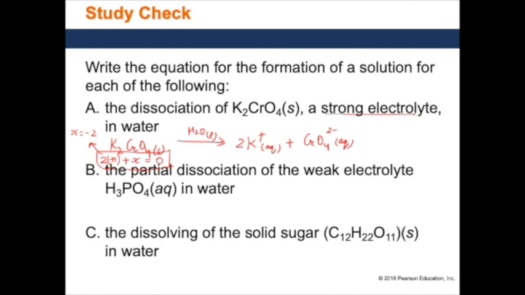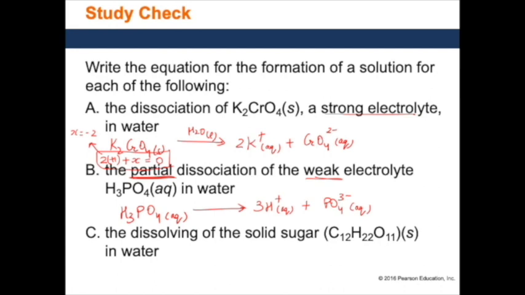Okay, moving to part B, which is the partial dissociation of a weak electrolyte, H3PO4, in water. The question is already telling you it does not completely dissociate, it partially dissociates, and it's a weak electrolyte. So we will start with our compound, which is H3PO4. In water, it is going to give us hydrogen ions, which would be 3 hydrogen ions, because we have 3 of those, and 1 phosphate ion, which is PO4 3 minus.